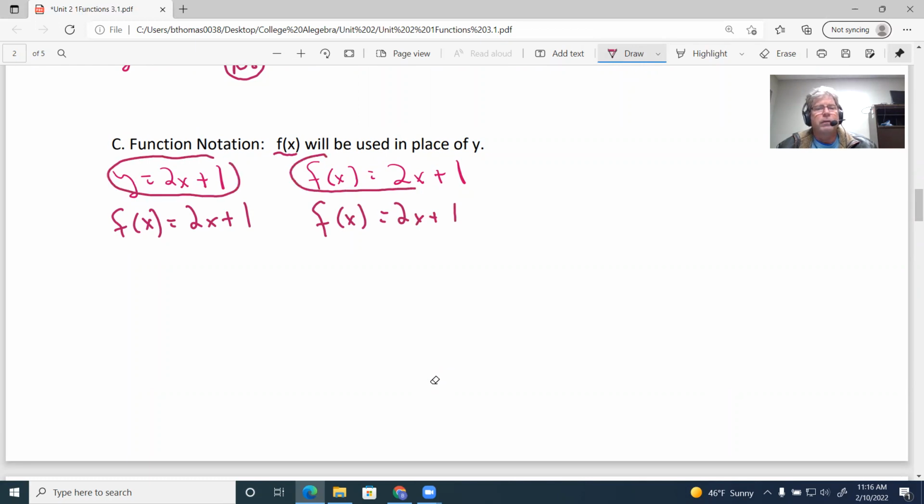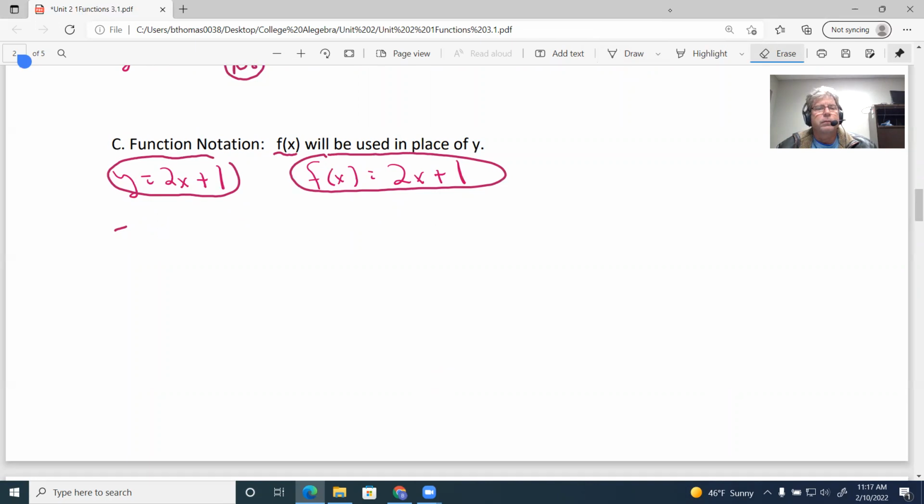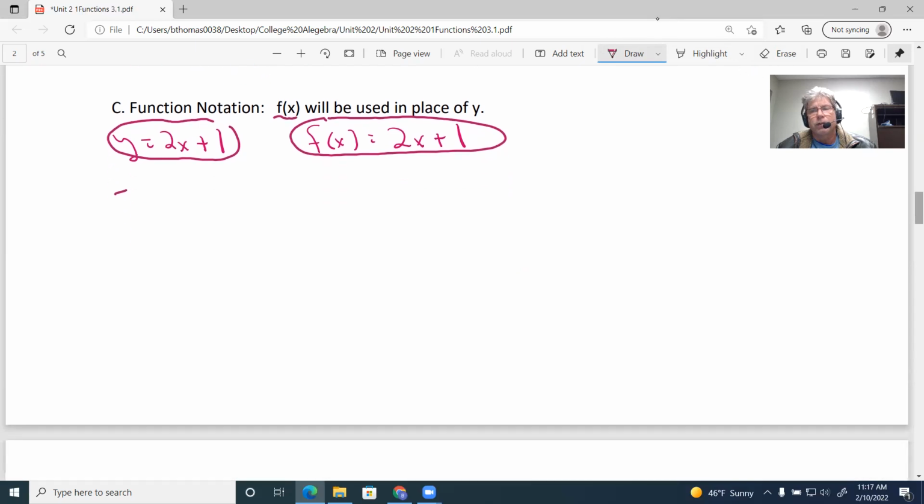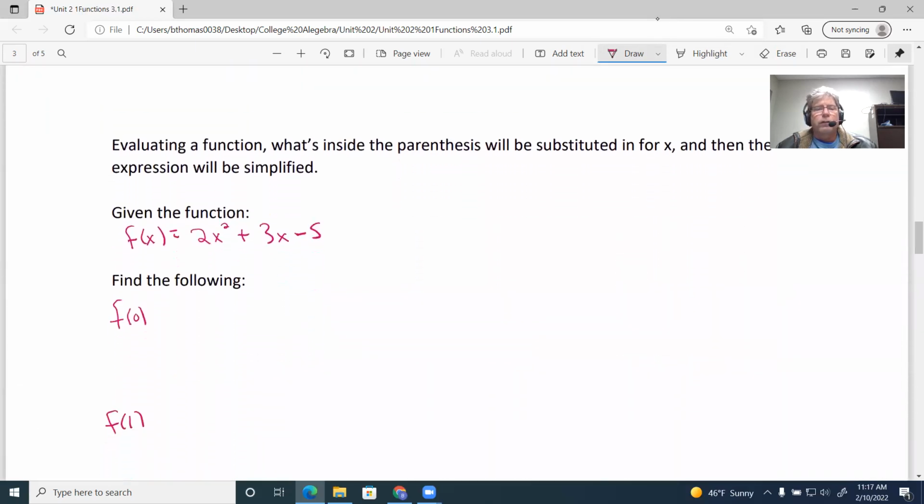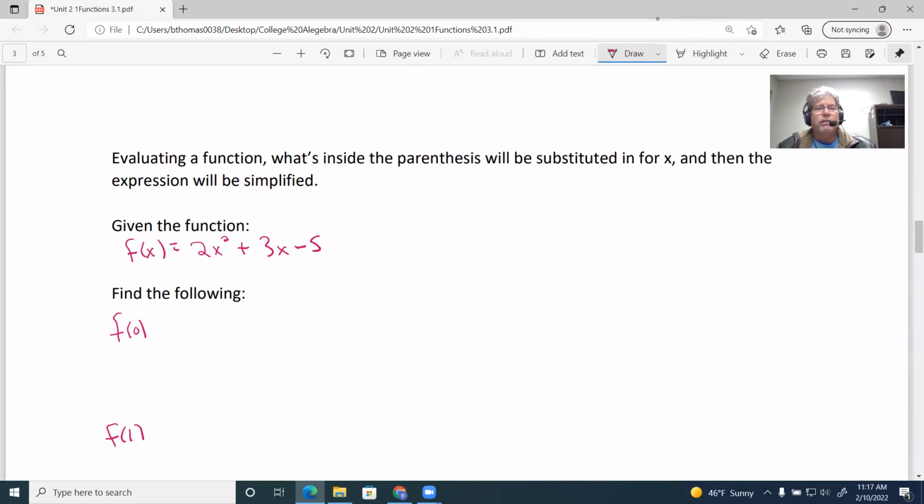So when you see that, the y can be replaced with just that f of x. So as we move forward, you're going to start to see the y value disappear, and in its place, we're going to start to see this f of x appear. So as we move forward, we're going to have to start evaluating a function. Again, what's inside the parentheses will be substituted in for x, and then the expression will be simplified.